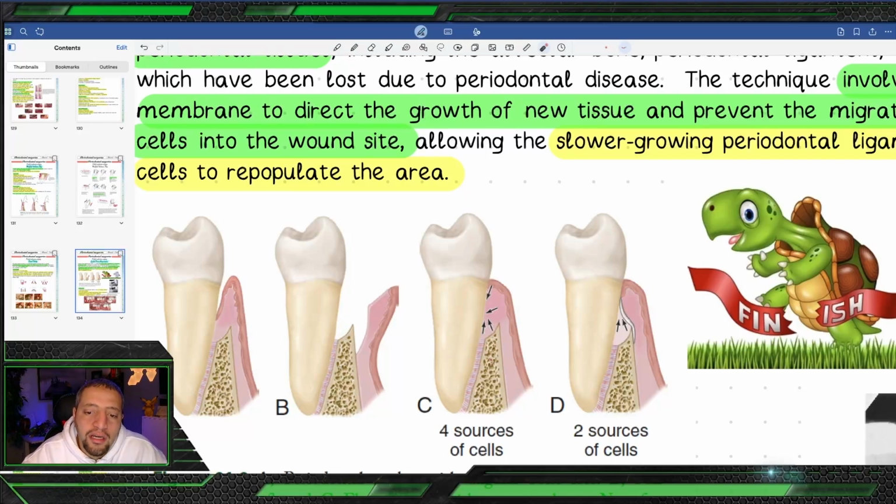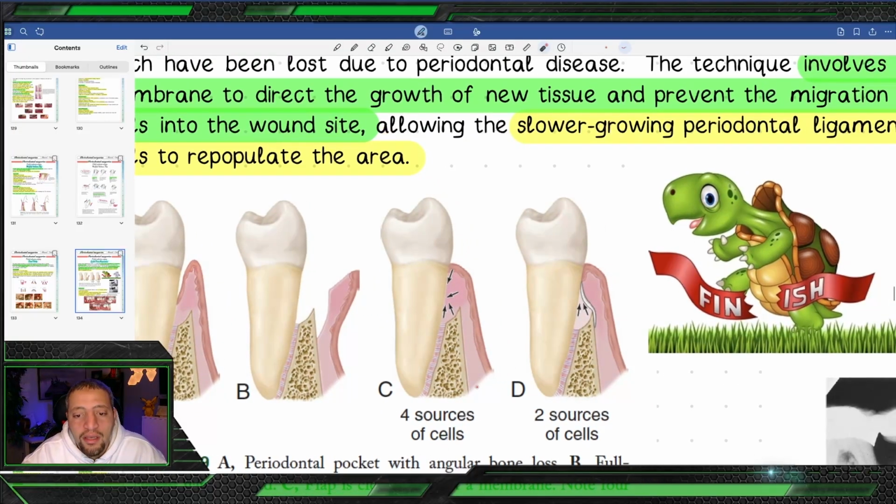This space will have competition to fill it. This competition comes from four sources of cells: PDL, bone, connective tissue, and epithelium. Usually, what's going to happen? We said the epithelium is the fastest one. So it's going to heal with long junctional epithelium, which is fine. I have nothing against long junctional epithelium.